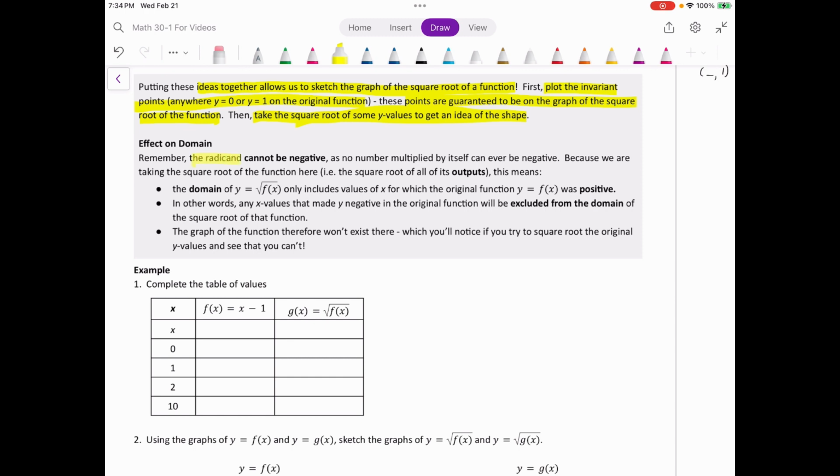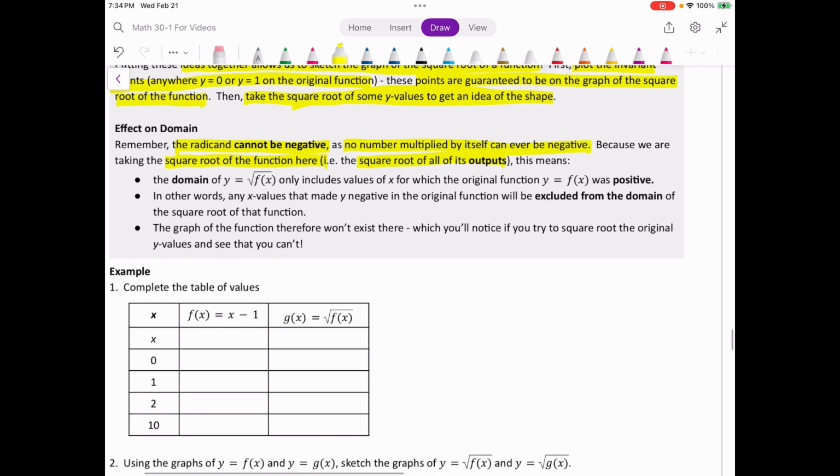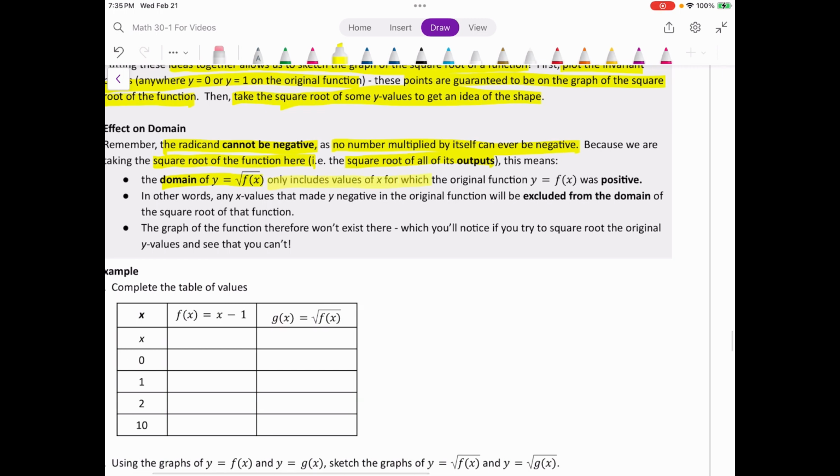So the radicand cannot be negative, right? No number multiplied by itself can ever be negative. And what a square root asks is what number times itself would give us this radicand. Right? So because we are taking the square root of the outputs, the y values, the domain of root f of x will only include values of x for which the original function, f of x, was positive.